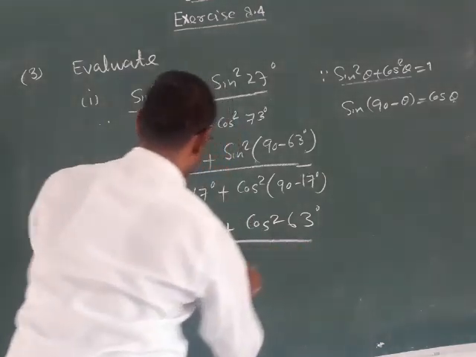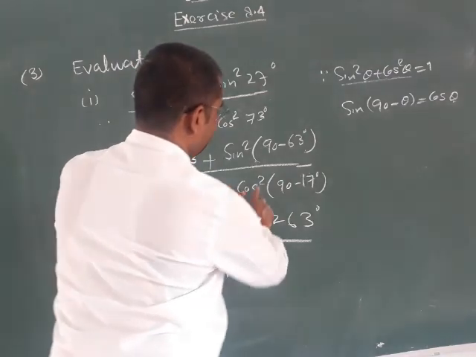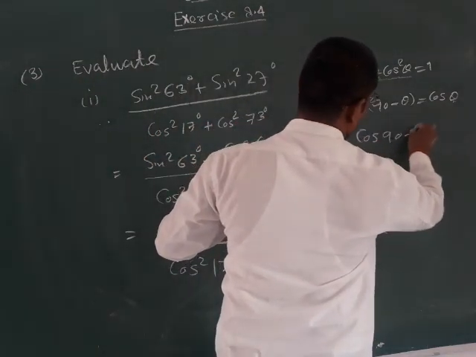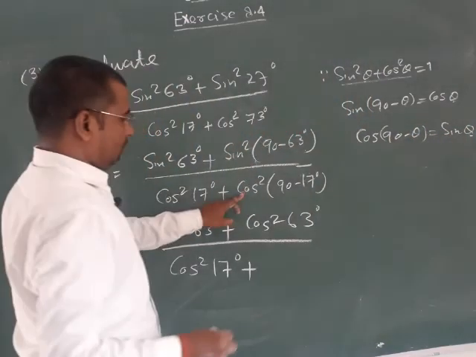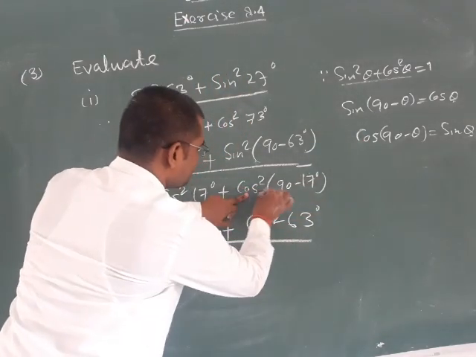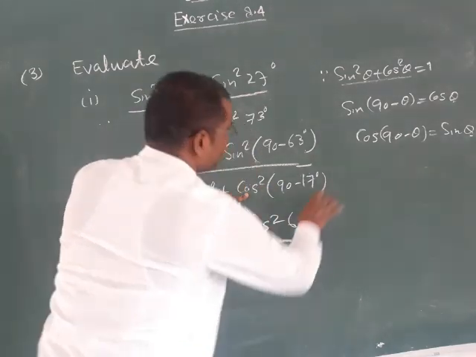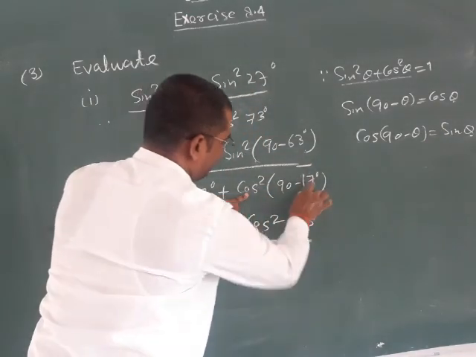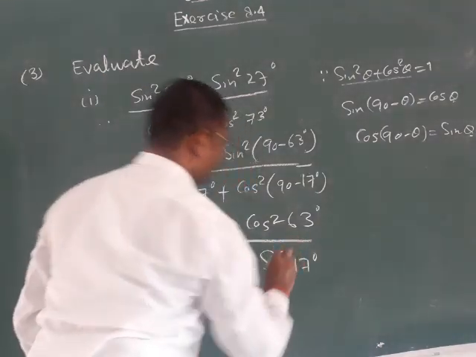And also you can change cos square 17 degree plus cos (90 minus theta). Cos of 90 minus theta is equal to sin theta, so this is also changed with the help of this formula. So cos 90 minus 17, cos changes into sin, and 17 degree, so this is square.